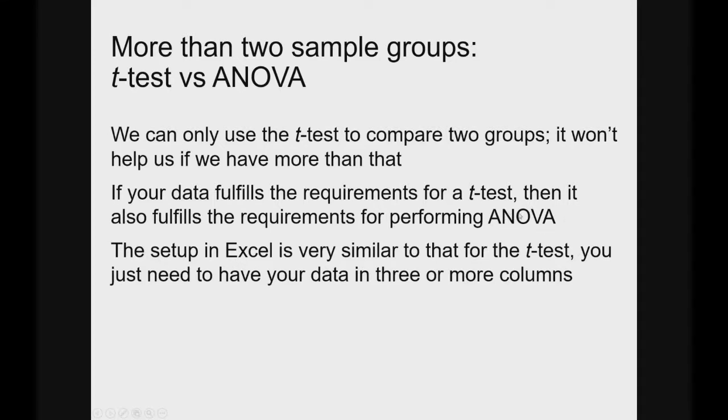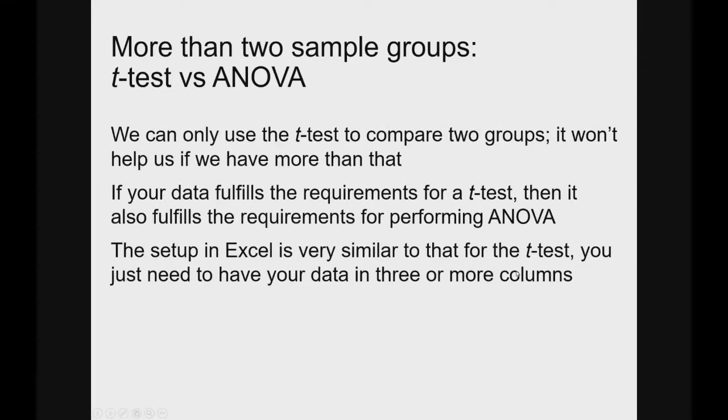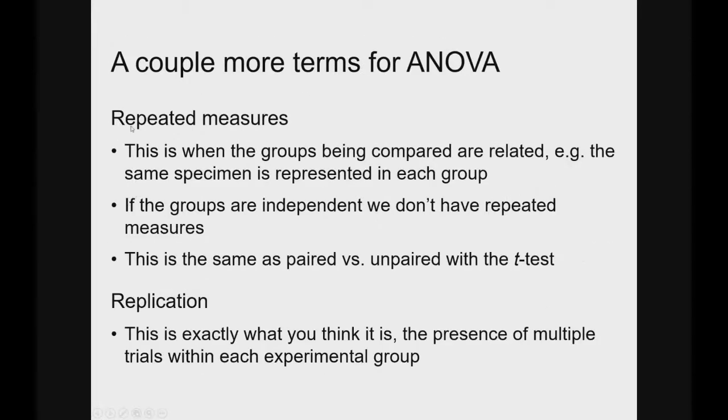That's called ANOVA. And again, the decision tree is that if your data fulfill a requirement for a t-test, it automatically fulfills the requirements for performing ANOVA. It needs to be normally distributed or a large enough sample size. It needs to be continuous data, all of those sorts of things. And again, the setup in Excel is very similar. We have a nice wizard. We want to put our data in columns, and then we'll be good to go. Let me introduce a couple terms for ANOVA. These are not new concepts, but they use these terms a little bit differently between t-test and ANOVA. Repeated measures is the same as a paired t-test.